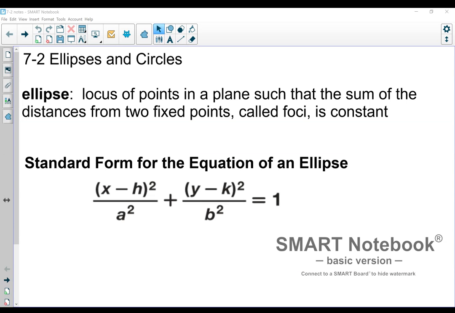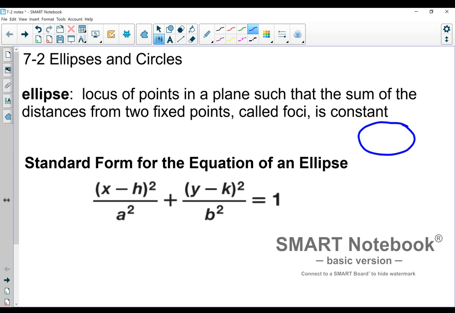7.2, Ellipses and Circles. So the definition of an ellipse is a locus of points in a plane such that the sum of the distances from two fixed points, called foci, is constant. So we will look at how to draw an ellipse, and I think it'll make more sense then. But basically what you have is this locus of points, which is really just our ellipse shape.